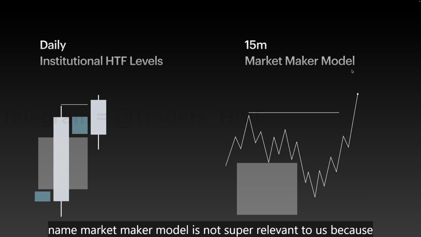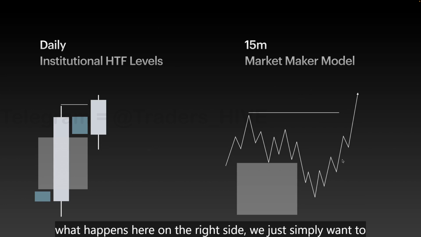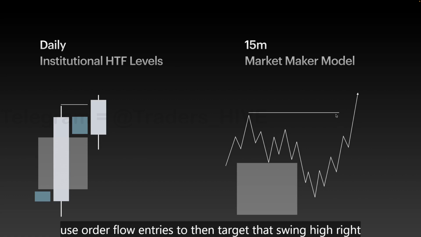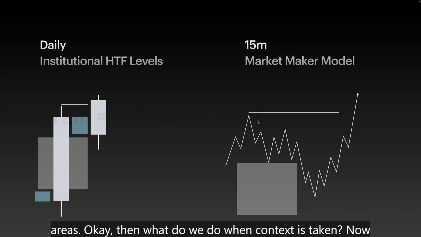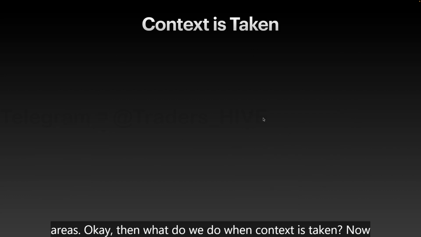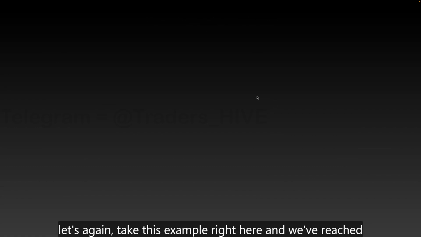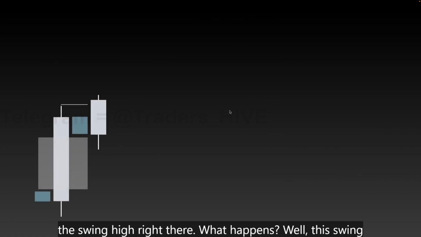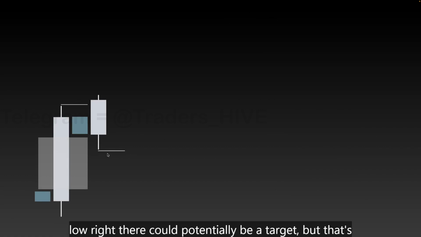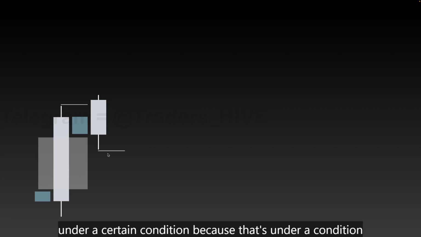Now, the name market maker model is not super relevant to us because what happens here on the right side, we just simply want to use order flow entries to then target that swing high right there. We need to understand that those form at context areas. Okay, then what do we do when context is taken? Now, let's again take this example right here. And we've reached the swing high right there. What happens? Well, this swing low right there could potentially be a target, but that's under a certain condition.